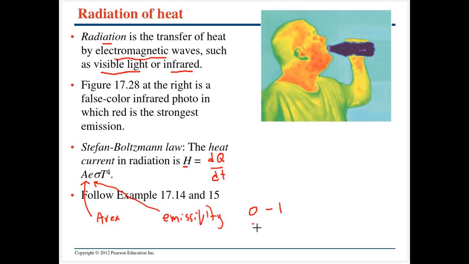Having an emissivity of 0 means that the object is a very poor emitter. It's not going to emit any heat energy at all. Having a value of 1 means that the body is perfect at emitting heat energy. Typically, things that are white or shiny are going to have an emissivity close to 0. Things that are darker or black are going to have emissivity closer to 1. Real objects, it's usually somewhere in between.